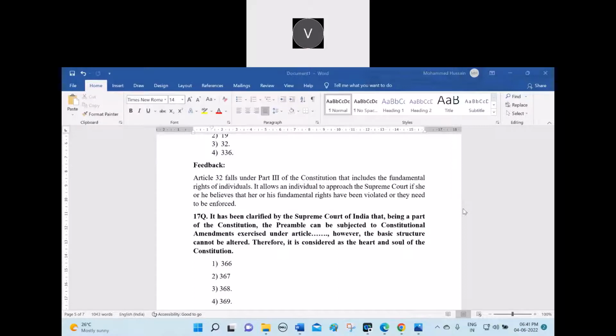And a supplementary question: in which case law was it decided that the preamble is part of the Constitution? I gave this question also here as a supplementary question. They may ask in that way also. And they may ask a supplementary question, what does the A.K. Gopalan case deal with? They may ask this question also.